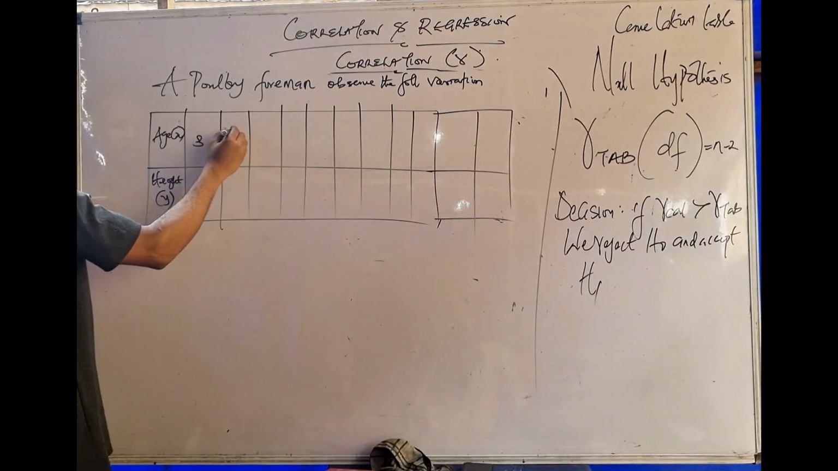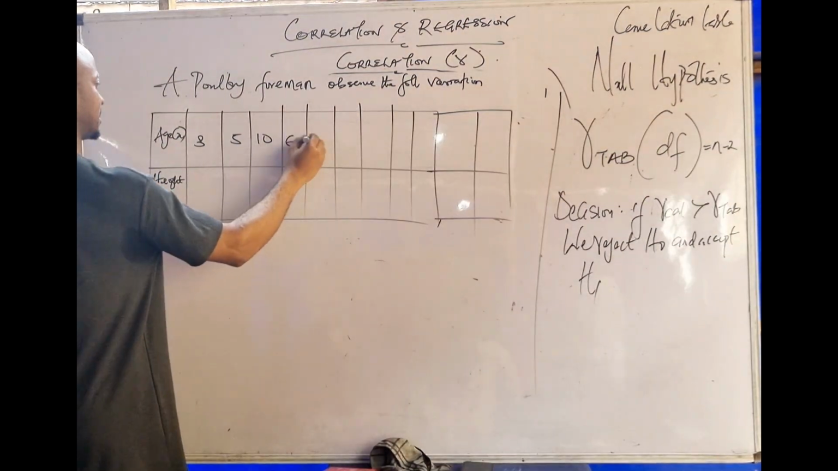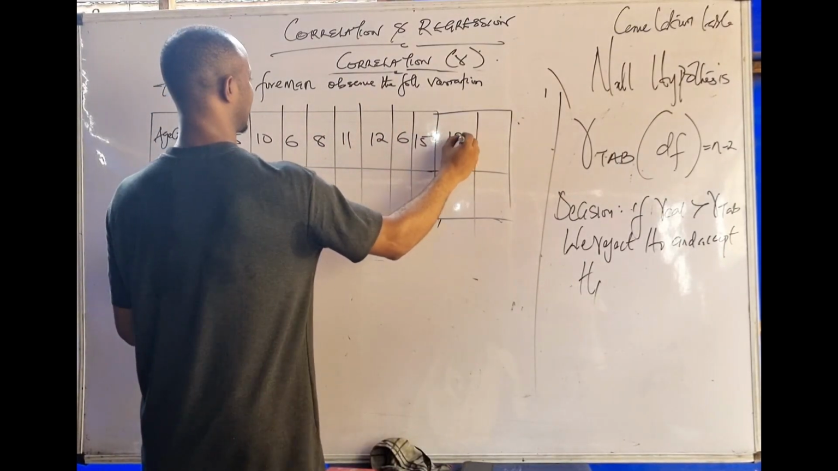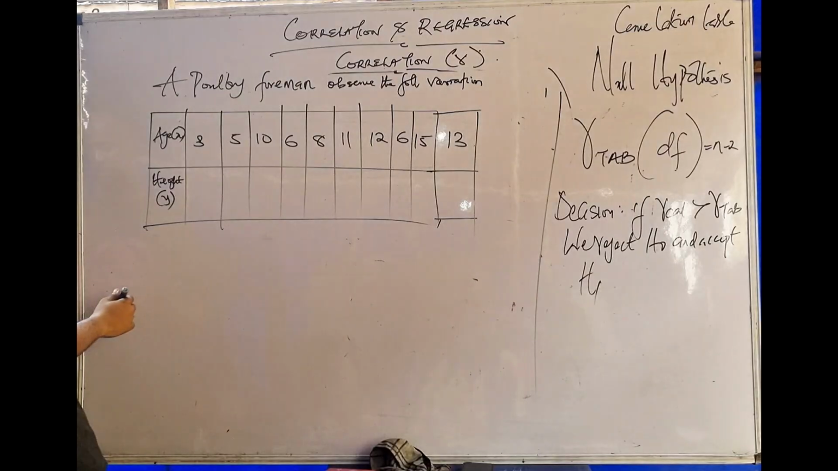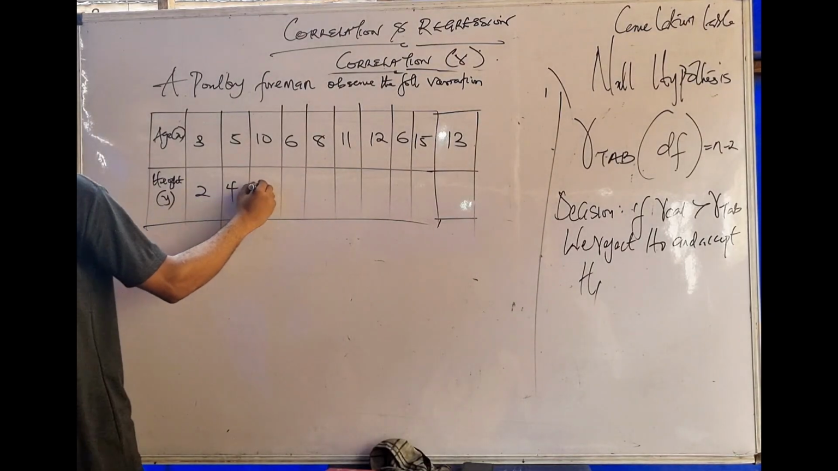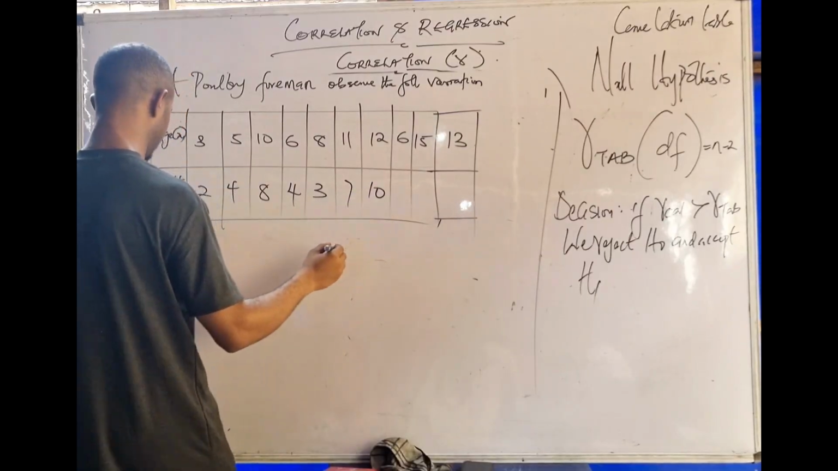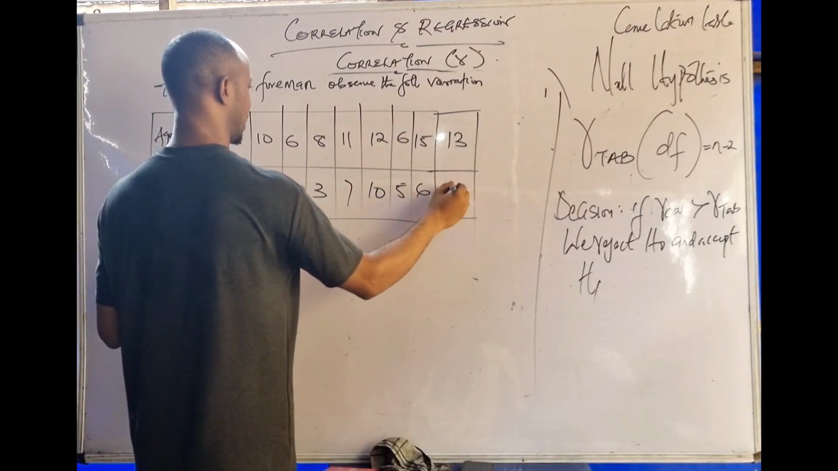Here we have 3, 5, 10, 6, 8, 11, 12, 6, 15, and 13. Height: we have 2, 4, 8, 4, 3, 7, 10, 5, 6, and 9.